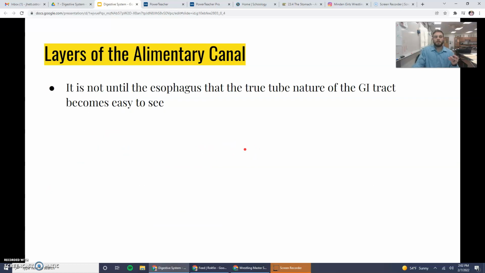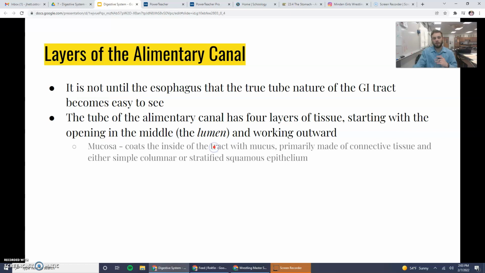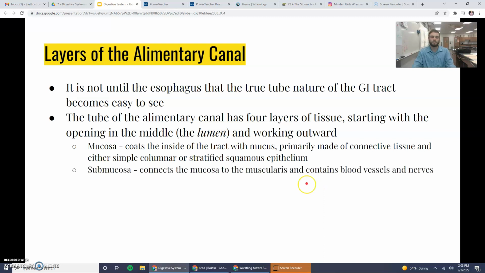So you really don't see the tube nature of your alimentary canal until you get to the esophagus, even though the oral cavity is a part of it. But that tube has 4 layers of tissue. Starting in the middle, the opening in the middle is the lumen, and then as we work outward, you'll get the mucosa, which is going to be responsible for coating your alimentary canal with mucus. It's got a lot of connective tissue, as well as either simple columnar or stratified squamous epithelium, depending on where you're at in the alimentary canal. But that's going to be the one that's coming into contact with food as it passes through.